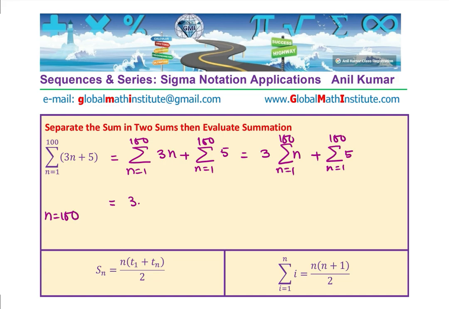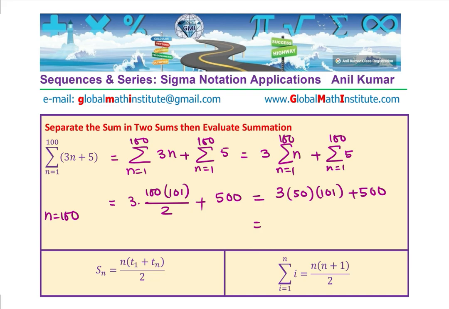we can write this as 3 times 100 times 101 divided by 2, plus this 5 is going to come 100 times, right? So it will be 500. And that gives you 3 times 50 times 101 plus 500, correct? And that gives you the answer, which you can again calculate.